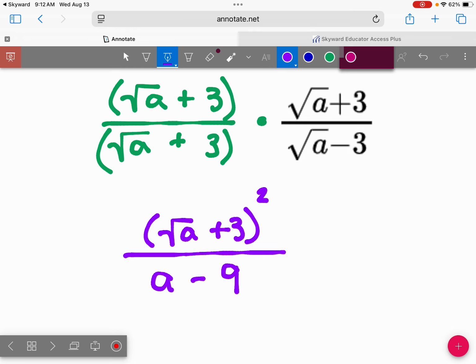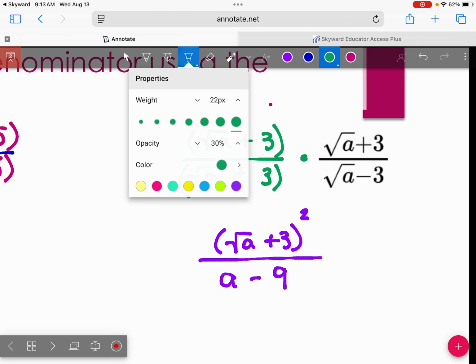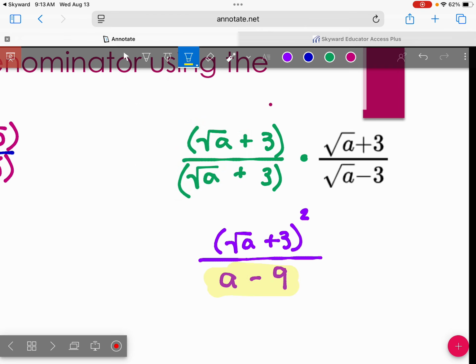We don't need to fully multiply it out. You can if you want to. You'll get a plus 6 square root of a plus 9. You don't need to. Leaving it like this is totally fine. The thing we're looking at here is our denominator, making sure we have no radicals down here. As long as we have no radicals in our denominator, we have rationalized it, and it is a perfectly acceptable answer. If you want to multiply it out in the numerator, totally fine. It will not simplify.